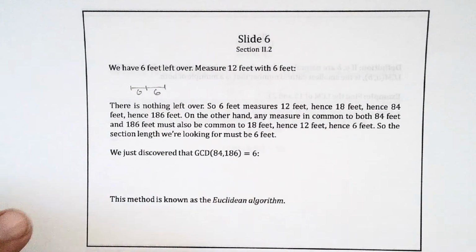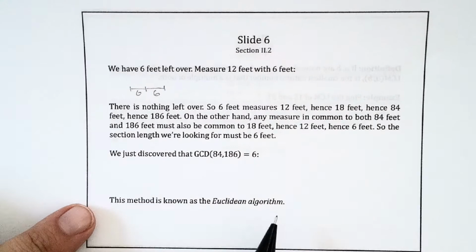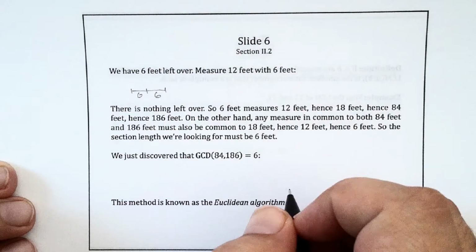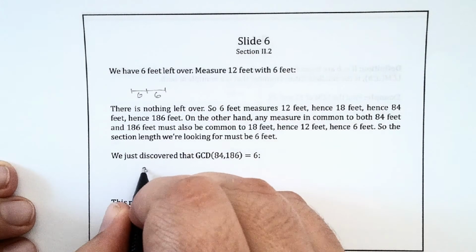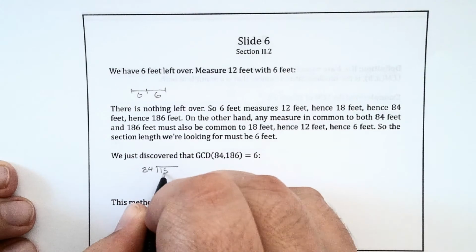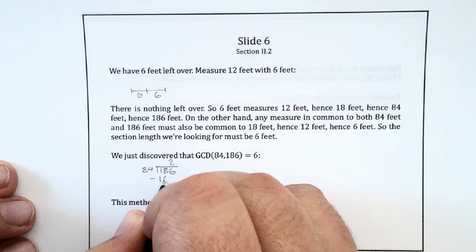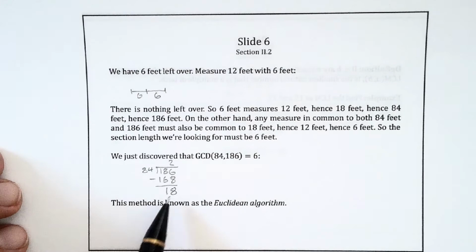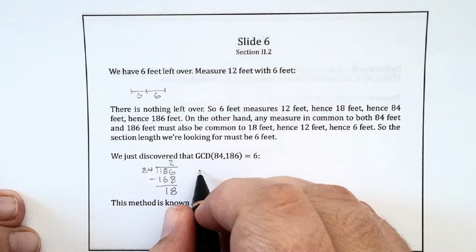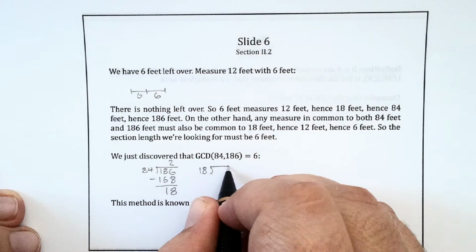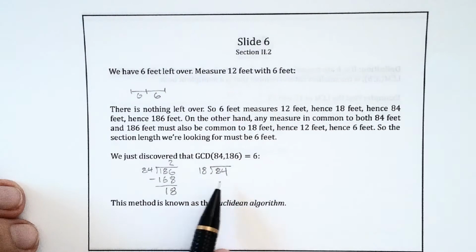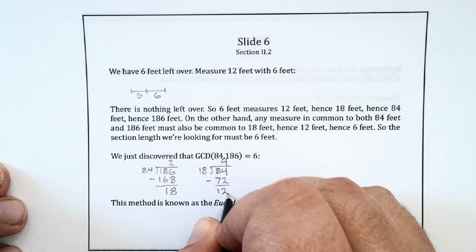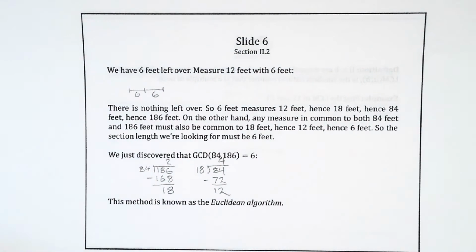Okay, here's a faster way of doing it. Of course, usually you don't want to draw the pictures. Here's what we really did. We divided 186 by 84. That went in there twice. We had 18 left over. What we were really interested in here was the 18. Then we measured the 84 with the 18. In other words, we divided 84 by 18. That goes in there 4 times with the remainder of 12. So there's 12 left over.